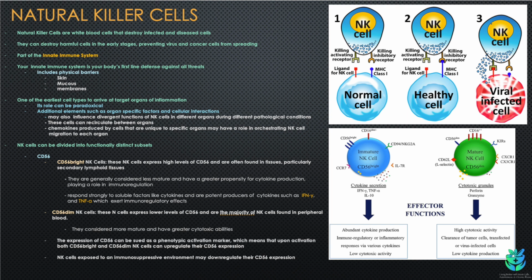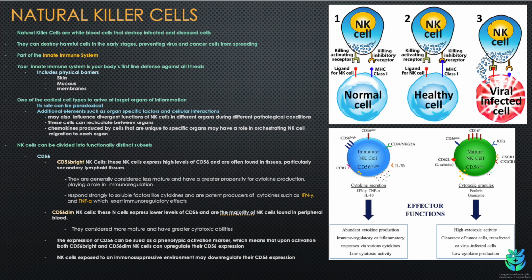So, CD56 bright. These natural killer cells express high levels of CD56 and are often found in tissues, particularly secondary lymphoid tissues. They are generally considered less mature and have a greater propensity for cytokine production, and that means it plays a role in immunoregulation. They respond strongly to soluble factors like cytokines and are potent producers of cytokines such as interferon gamma and tumor necrosis factor alpha, which exert immunoregulatory effects.